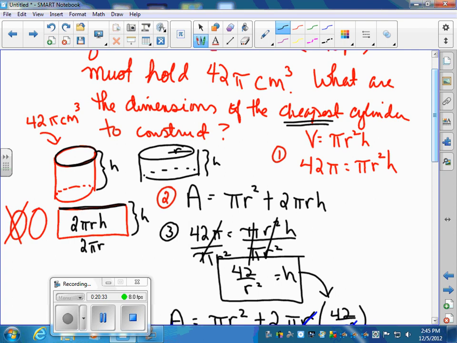We'll also apply the same kind of concept to the pop can that I talked about, where we'll know 12 ounces. Instead of 42 pi cubic centimeters, we can actually take 12 ounces and change that over to cubic centimeters using some conversions, and then figure out what size pop can you should have so that you have the minimum amount of material used, and then we'll compare that to the actual pop can construction.